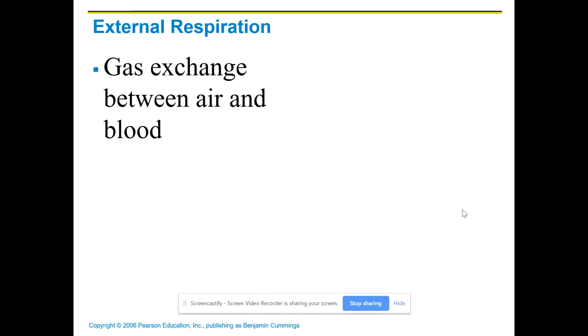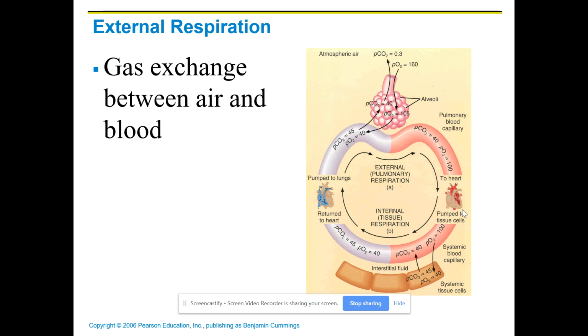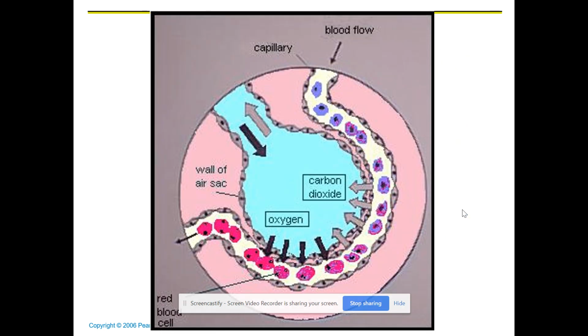Let's look at external respiration. Again, it's gas exchange between air and blood. So air comes in to the alveolus, and then blood comes. It's already been out to the tissues. It's low in oxygen, high in carbon dioxide, sort of this bluish color, and we're going to get gas exchange. Again, gas exchange happens based on diffusion. There's more oxygen in the alveolus, so it will enter the blood. There's more carbon dioxide in the capillary, so it will enter the air.